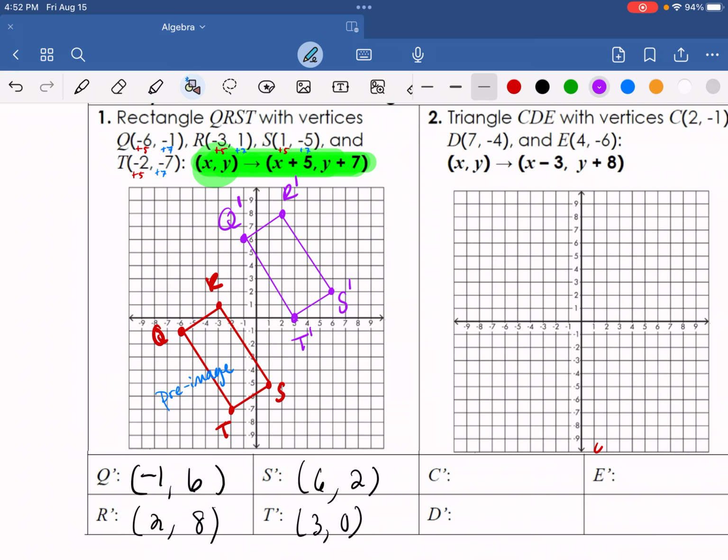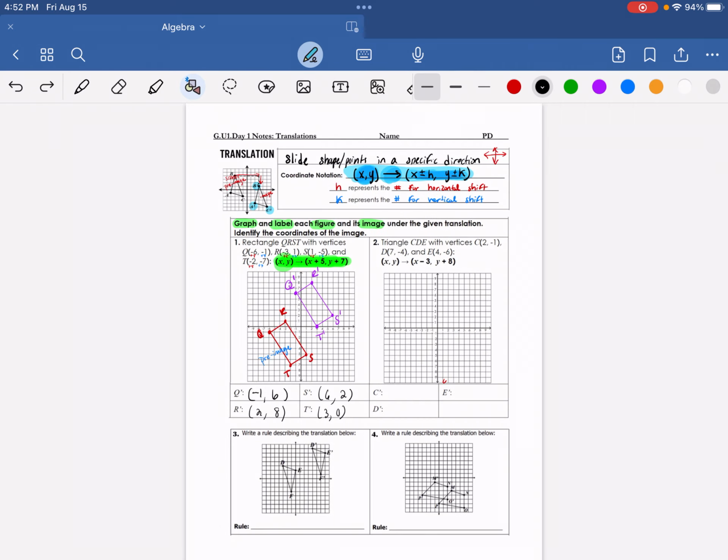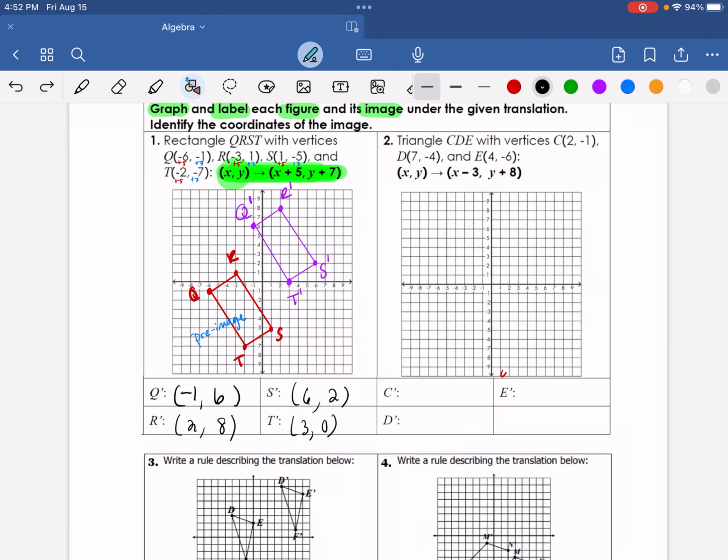And that's the translation. They all moved 5 to the right and 7 up. T moved 5 to the right and 7 up. R moves 5 to the right and 7 up. Q moves 5 to the right and 7 up. They all move the same direction. Okay, the same amount. So you're gonna go through the worksheet and complete 5 more graphs on this.